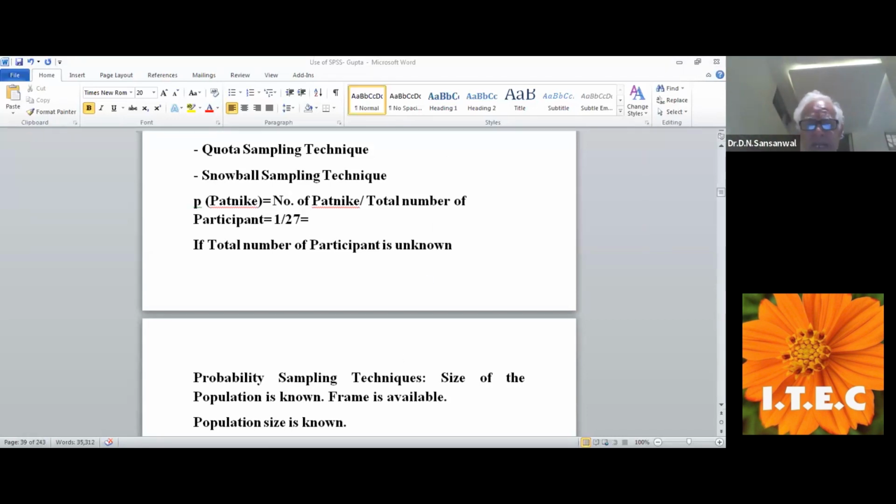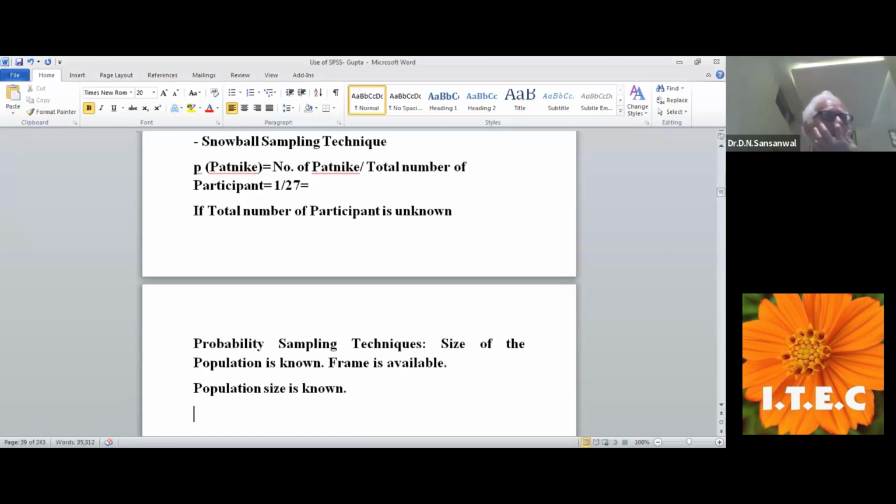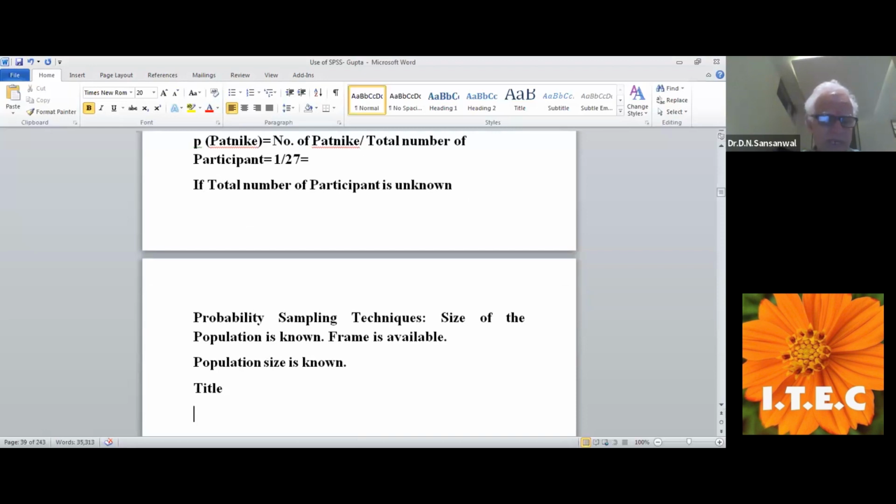Now I am giving you a title, and then you tell me for this title whether probability sampling can be used or the non-probability sampling can be used. I am writing the title. One title I am writing: a study of anxiety of street children of Kanpur.